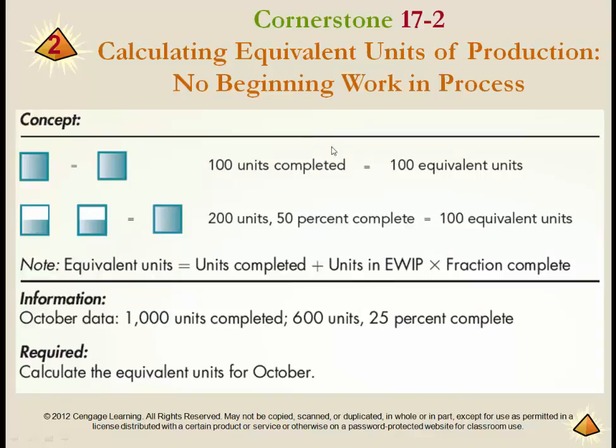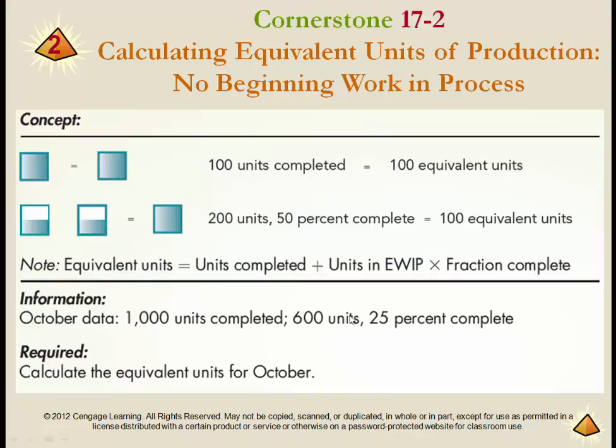So let's look at this top one. If you have 100 units completed, that's equal to 100 equivalent units. If you have 200 units that are 50% complete, that's equal to 100 equivalent units. So it's the fractions: if they're completed, they're 100% done, so you take 1 times that, and here you take 200 times 0.5 to get the 100 equivalent units.